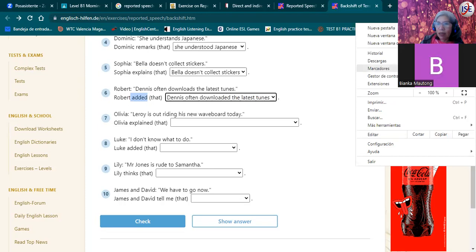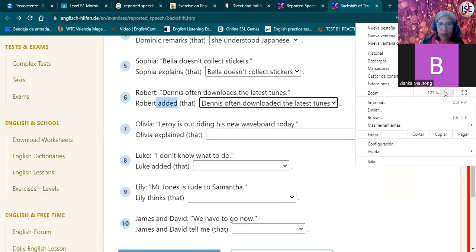Whenever I try to do this, it sends me there. Let me put it a little bit bigger so you can see it better.